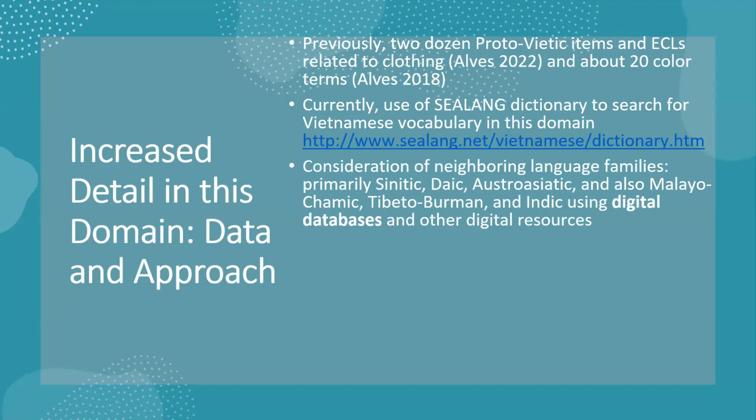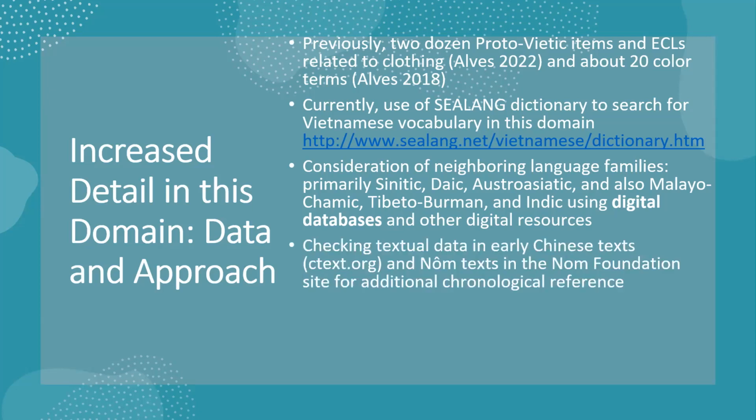Of course, we have to consider the language families in the region. Looking at Vietnamese alone is not very useful. You have to pretty much compare it with all of the neighboring languages and use these various digital databases, very powerful, useful things. And of course, we check our texts, something like ctext.org for Chinese texts, the Gnome Foundation, Gnome texts, although I don't know how extensive that is, and I'm sure that people here will be able to, maybe someone can give me some tips on where another database might be for Gnome.